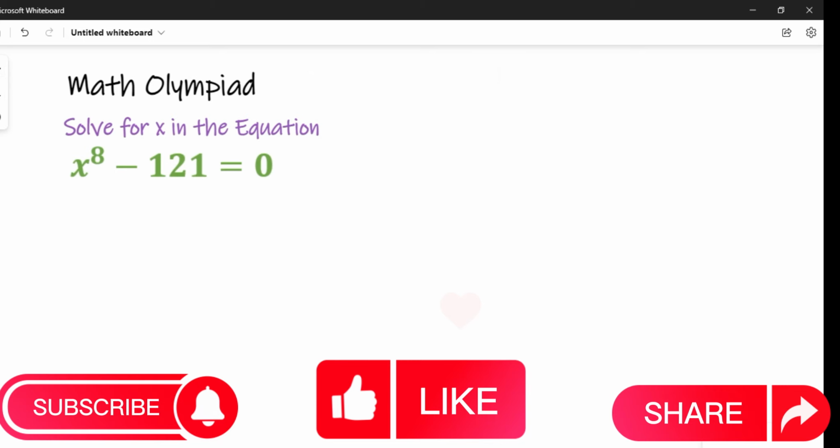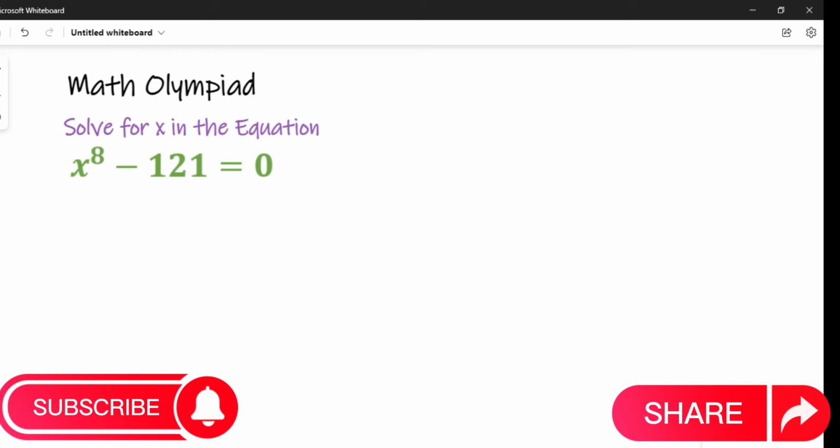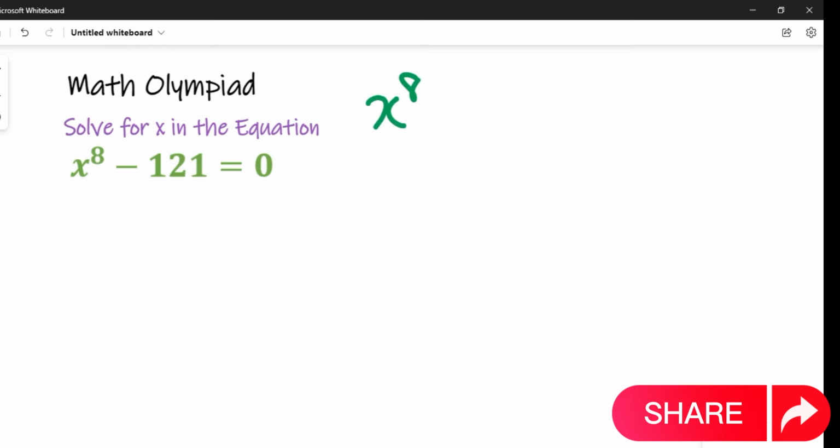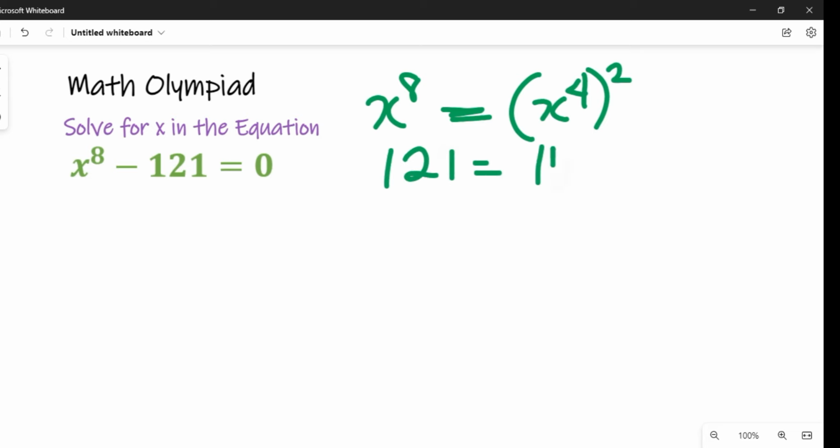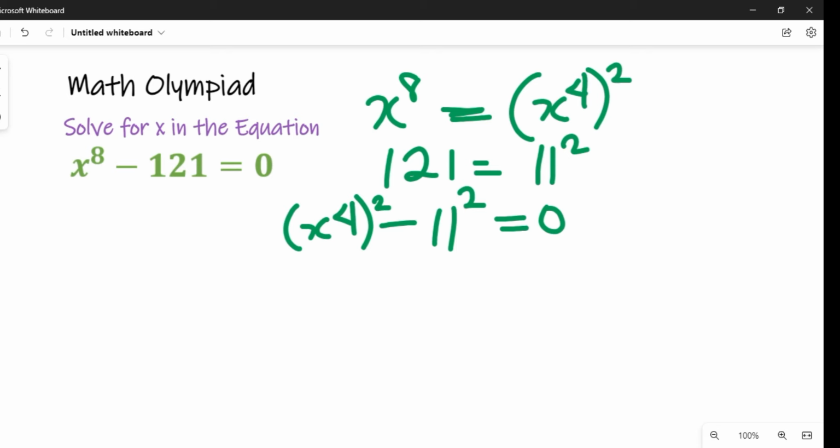Now, to solve this question, all we need to do is to simplify this value. So we are going to simplify our value x raised to power 8 will give us this value, x raised to power 4 squared, and then our 121 is a perfect square, will give us 11 squared. If we apply that, we are going to have our x raised to power 4 squared minus 11 squared. That will be equal to 0.